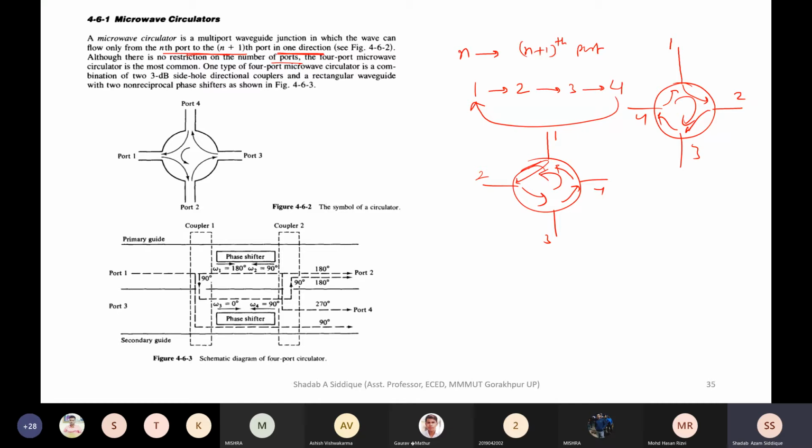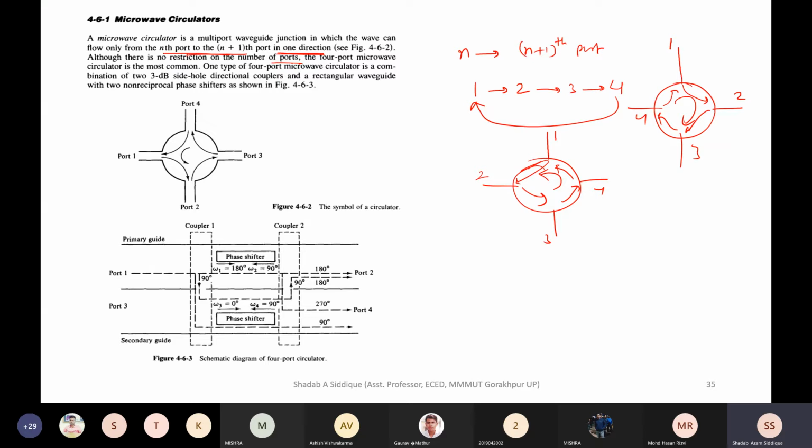Okay, so the 4 port microwave circulator is the most commonly used. It is widely used in lab purposes also, or many purposes. I'll give you one example from the circulator: we are using it as a duplexer. So a duplexer is one of the uses of the circulator. What is a duplexer? I'll let you know once I complete this circulator.